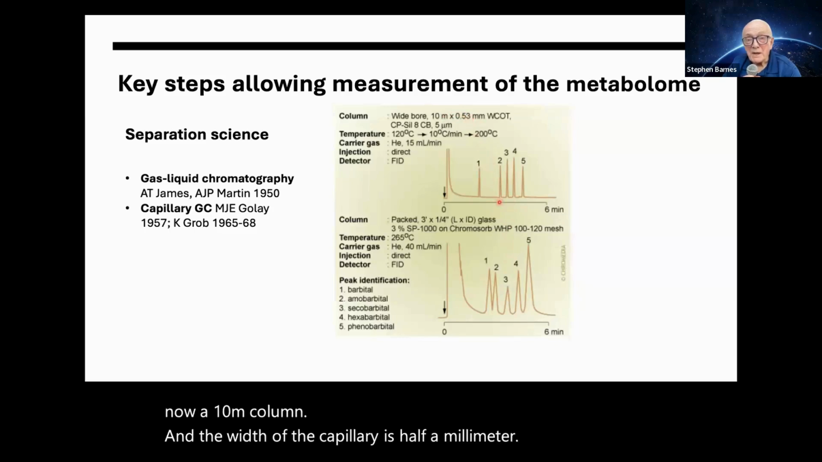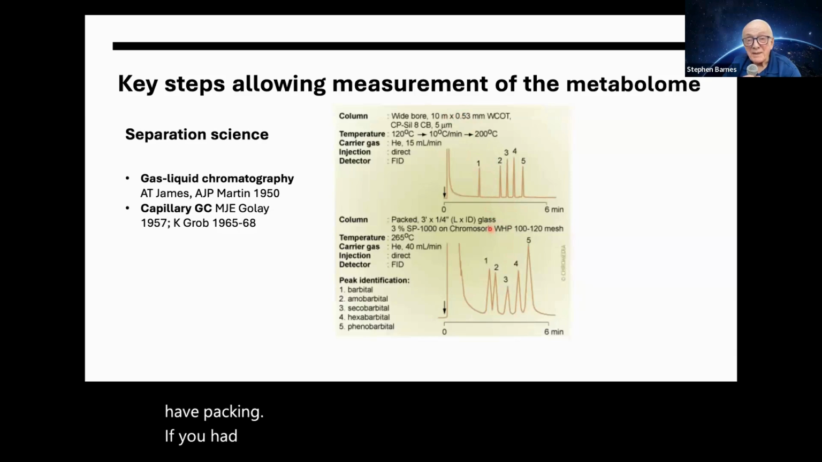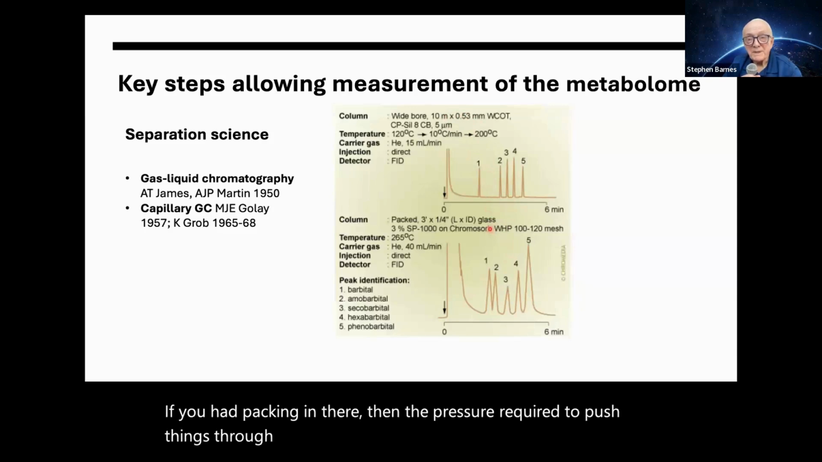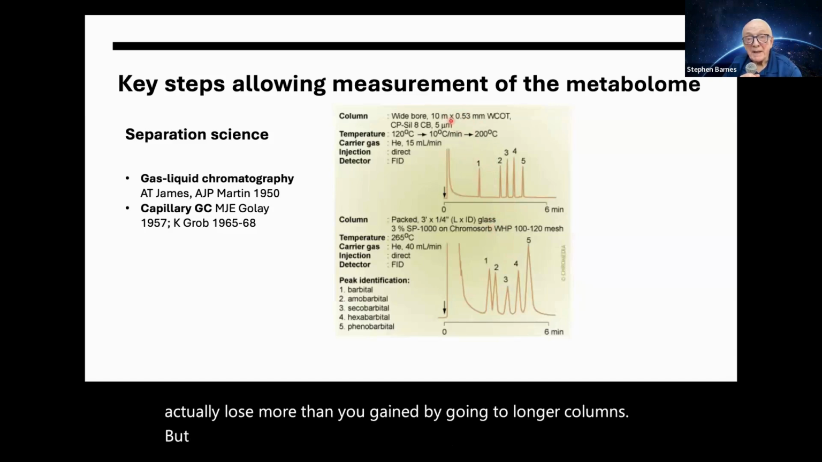And why you can go to a much longer column is now you don't have packing. If you had packing in there, then the pressure required to push things through the column would be so high that you would actually lose more than you gained by going to longer columns. But getting rid of the packing allowed things to go to much longer columns.